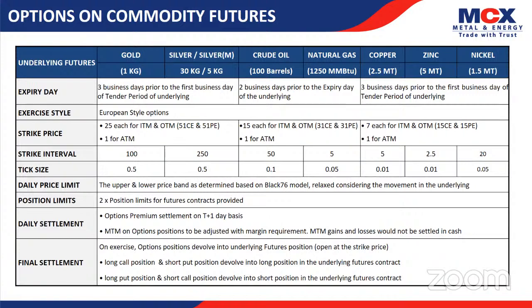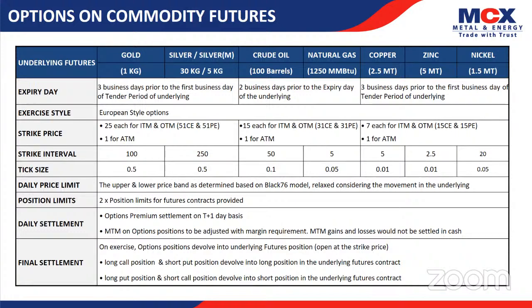One is options on physical products, which are delivery based. Those are futures contracts that are delivery based, like on the bullion side gold and silver, and on the metal side copper, zinc and nickel. These options have their underlying as the corresponding futures contract, and these contracts on expiry go for delivery. That is one way. The second group is options in natural gas and crude oil, which have their corresponding futures as an underlying, and these futures go for cash settlement on expiry.